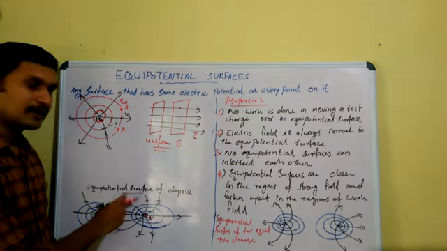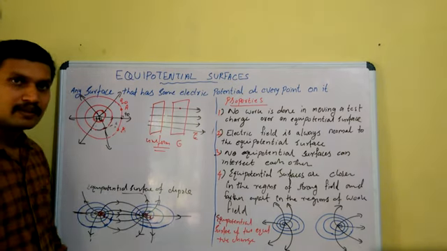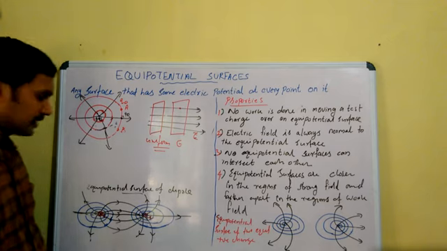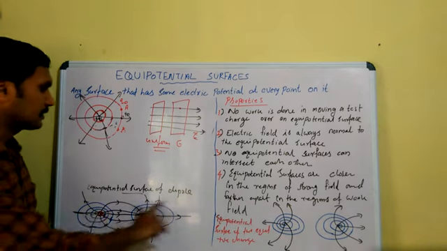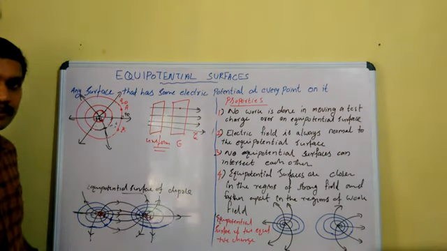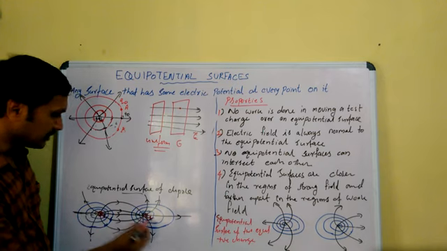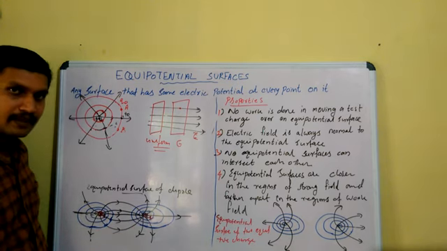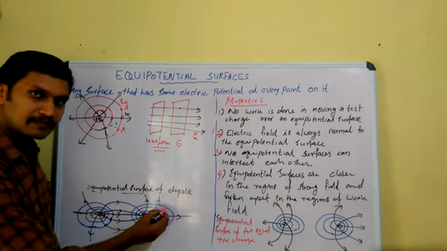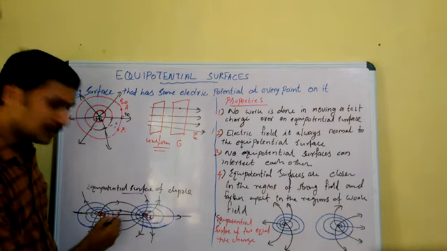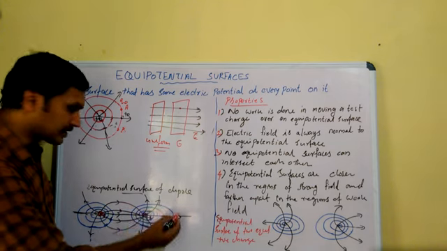Similarly, I have shown the equipotential surfaces of a dipole, equal and opposite charges. This is the equipotential surface of an electric dipole. See here, this is the positive charge and this is the negative charge. And here the field is somewhat stronger between the line joining these charges. In this region the electric field is somewhat stronger than this side.